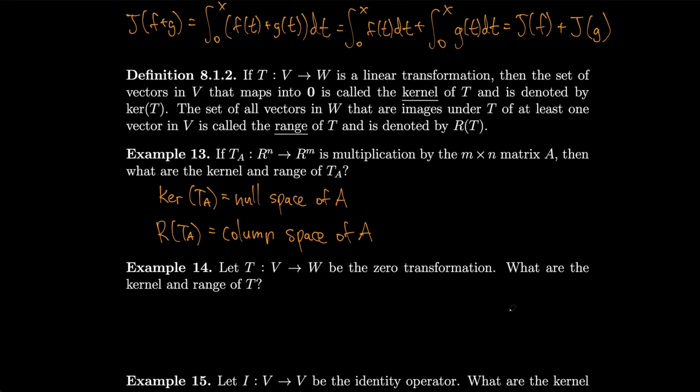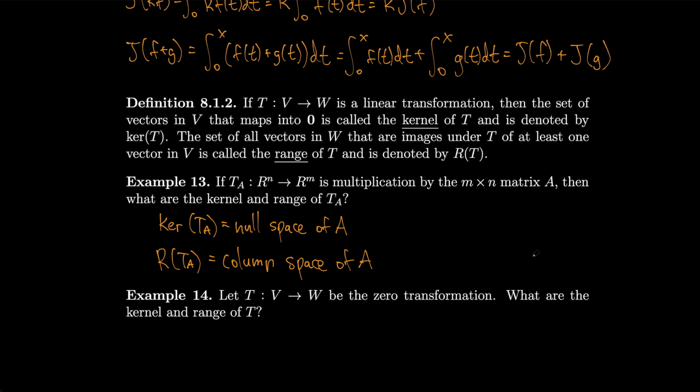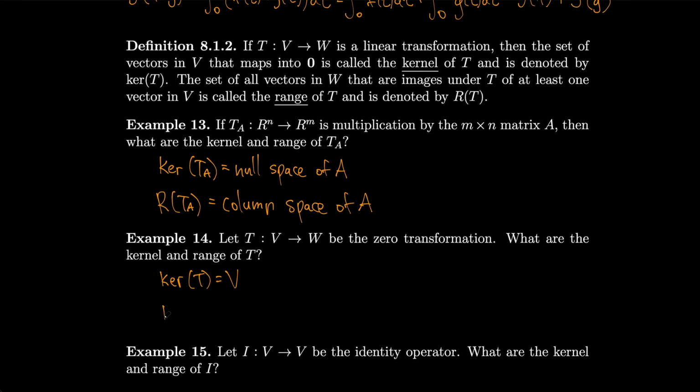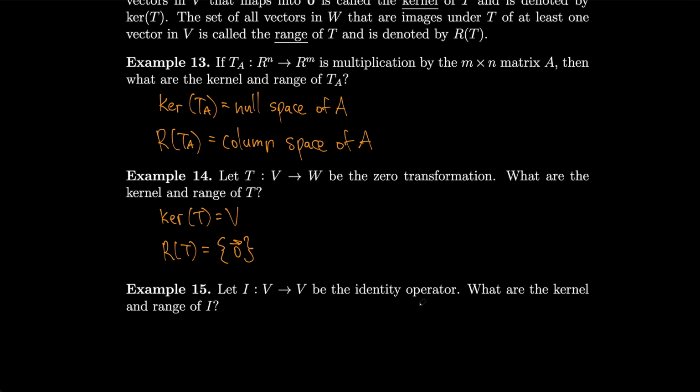Let's let T from V to W be the 0 transformation. What are the kernel and range of T? Well, in the 0 transformation, everything gets sent to 0. So every single vector in V gets sent to 0. So it's all of V. What about the range? The range R of T is, well, the only vector you could possibly get is the 0 vector. So the range is just the set containing the 0 vector.